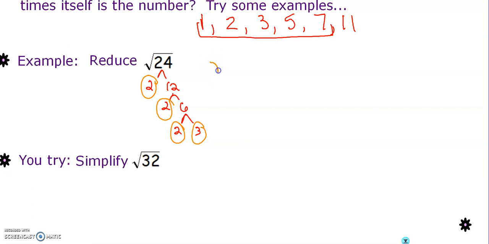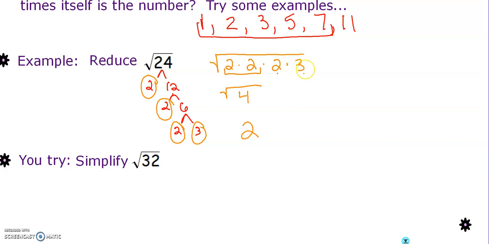So I'm going to go ahead and write my radical with all of these little prime numbers like this. And I'm going to look to see, hey, do I have any pairs? And right here I do. So let's go ahead and multiply 2 times 2. What is it? It's 4. What's the square root of 4? It's 2.